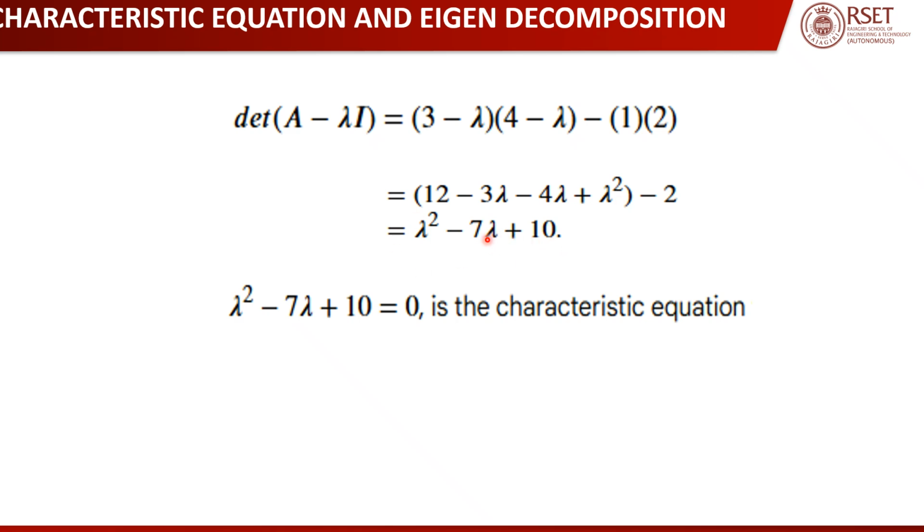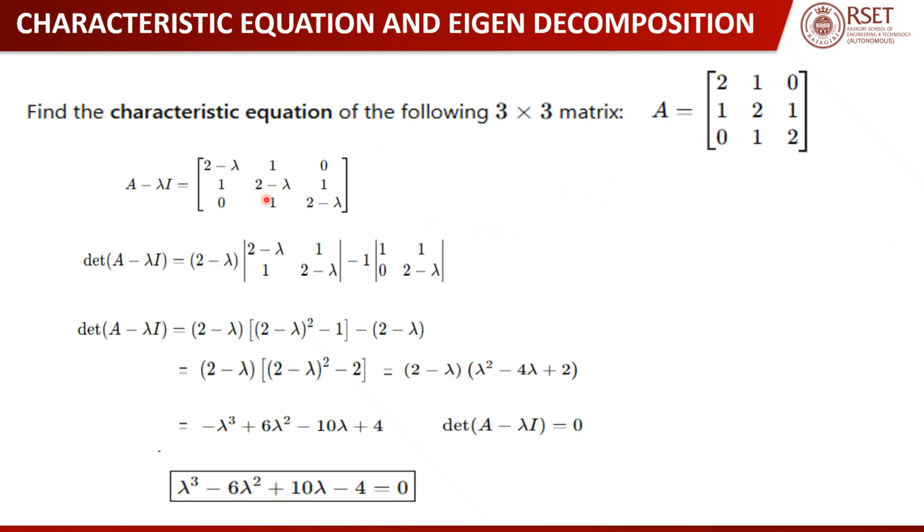Instead of 2 by 2, if you are having a 3 by 3 matrix, it will be a third degree polynomial. And if it is an n by n matrix, we will be having an nth degree polynomial. So in order to get the characteristic equation, what we do is just find A minus lambda I and then the determinant of that particular matrix. And now let's try out some problem of a 3 by 3 matrix.